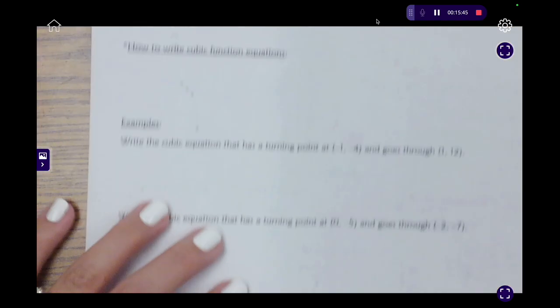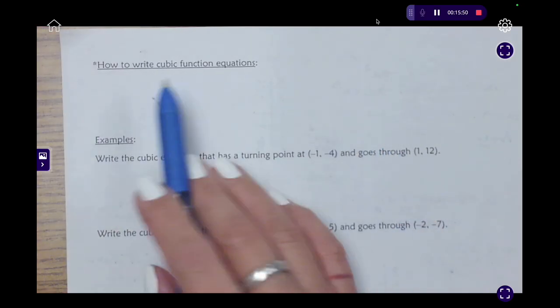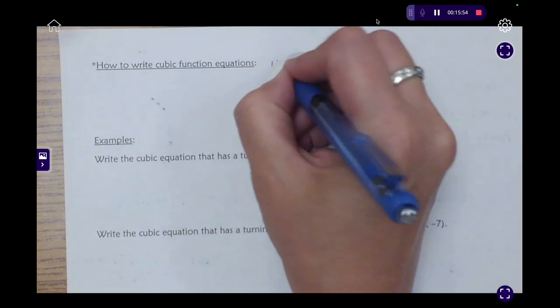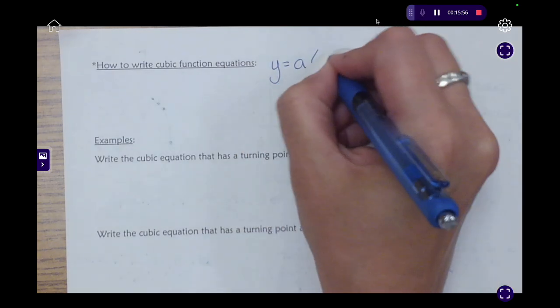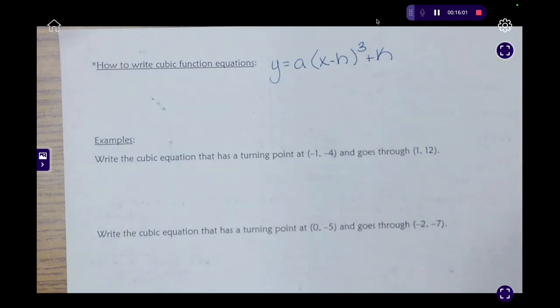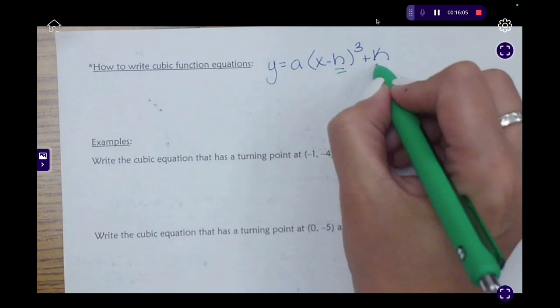Okay? All right, last part of this is just writing equations. And again, we've done this before with other graphs. So how to write the cubic function equation. Looking at this, remember it's supposed to be y equals a times (x minus h) to the third plus k. They're going to give you a turning point. That's what gets plugged in here and here.